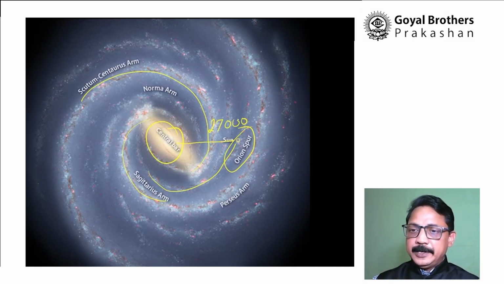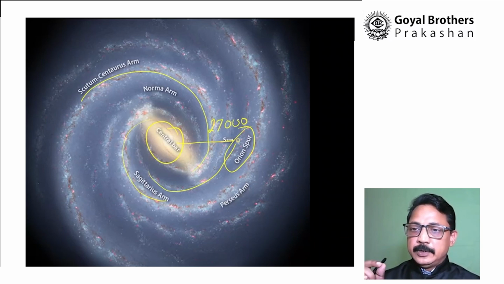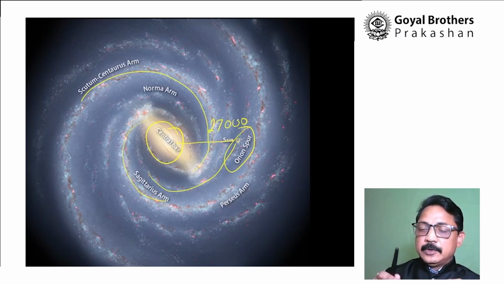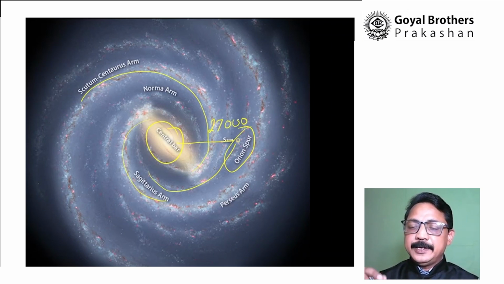Please remember, a light year is the distance traveled by light in 1 year. Let me tell you in simple words, the speed of light is 3 lakh kilometers in 1 second. So if you start traveling with a speed of 3 lakh kilometers in 1 second, whatever distance you reach after 1 year, that will be 1 light year. So in order to go to the center of our Milky Way, you will require 27,000 light years. It's an extremely large distance, and humans have not yet found any way to reach the center of the galaxy or move out of the galaxy.